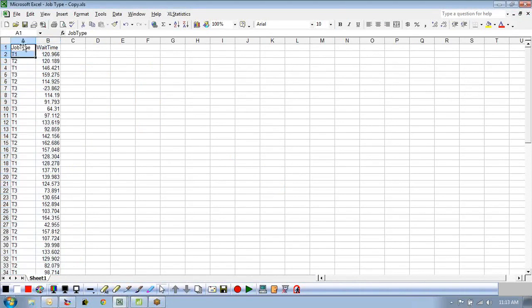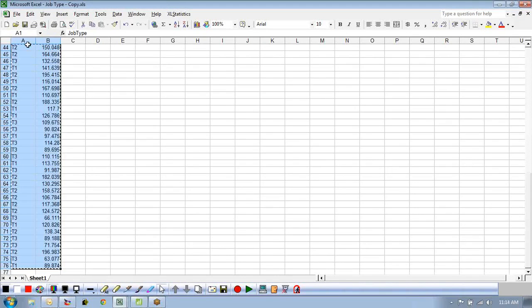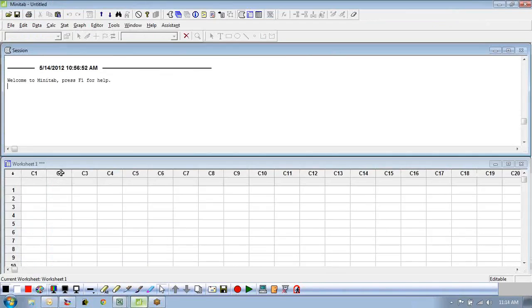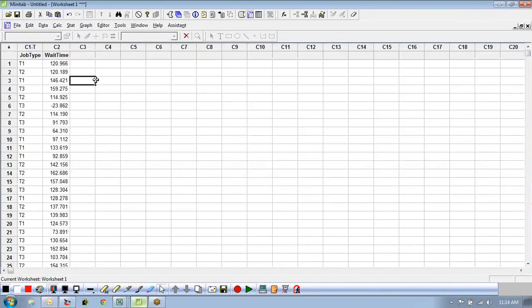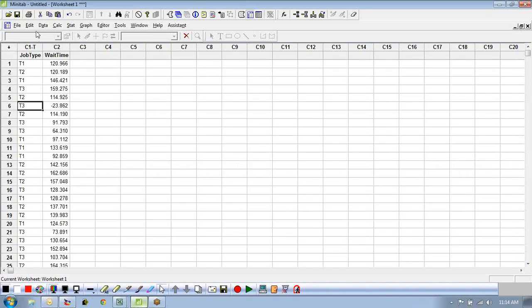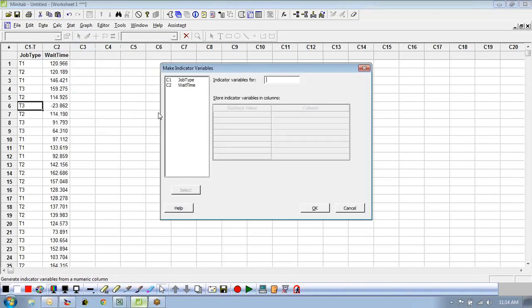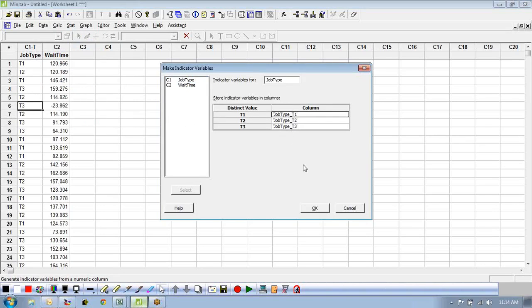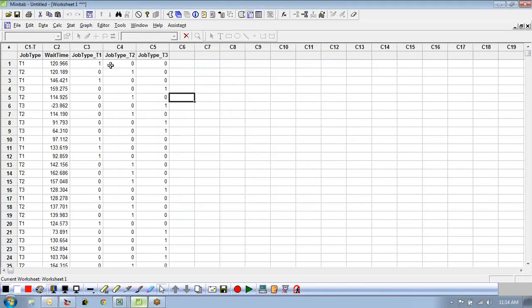Okay, so let's port this over into Minitab. I've got it into Minitab right now. What I'm going to do is use a nice little function in Minitab that creates an indicator variable out of this one. I'm going to do Calc, Make Indicator Variables, and this is pretty slick. If I click on job type, look at what happens. Minitab can read it, and it separates into job type 1, job type 2, job type 3, and creates these three columns for me. Bam. There it is right there. And notice that T1 always gets a 1, 0, 0, T2 gets a 0, 1, 0, and T3 gets a 0, 0, 1.